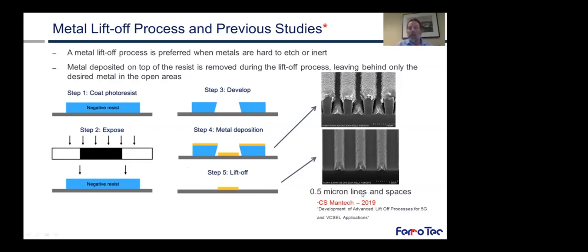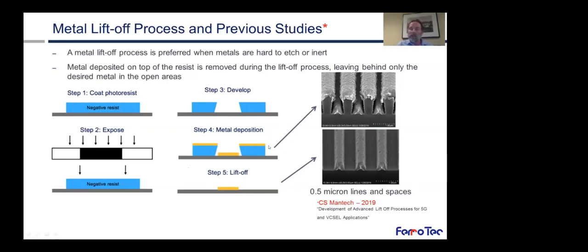On the right-hand side here, we see some examples from work we presented last year at AngelTech, 0.5 micron lines and spaces with an I-line resist. In the upper figure here, we see the step 4, where we have the metal being deposited across the photoresist and down inside the trenches, and we see the photoresist on the wafer surface. And after liftoff, we end up with clean lines and spaces.